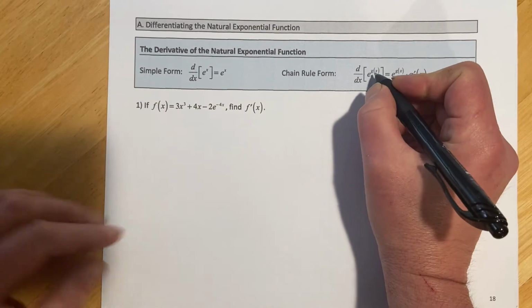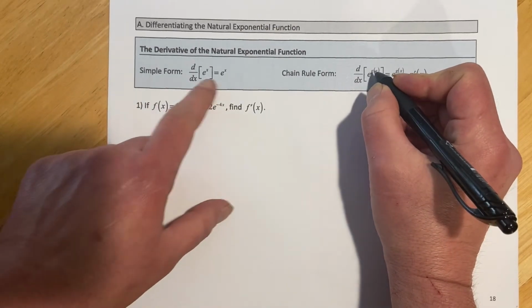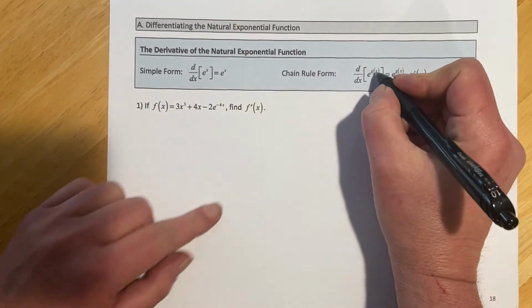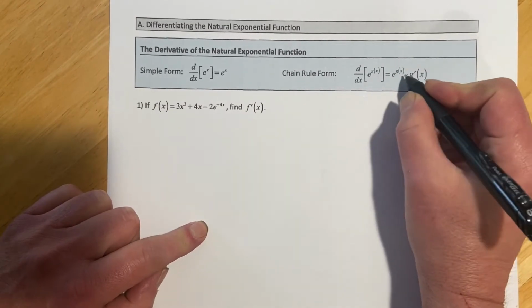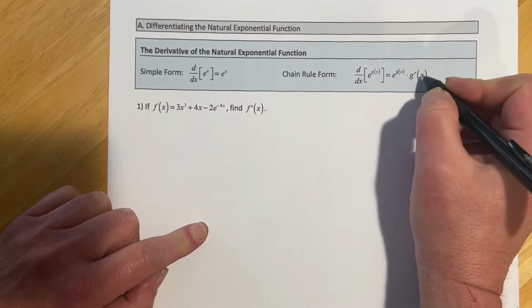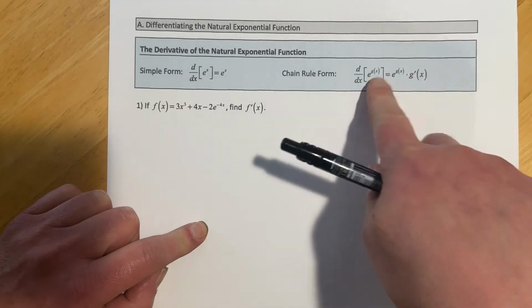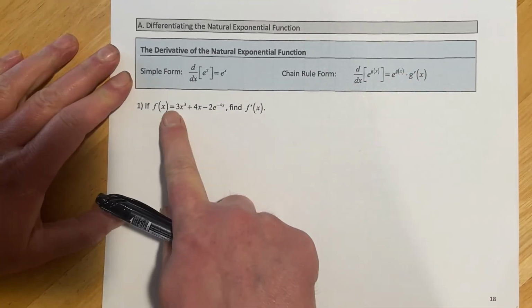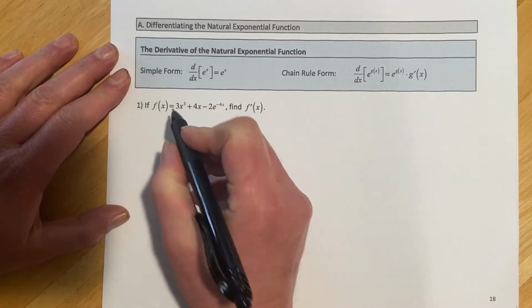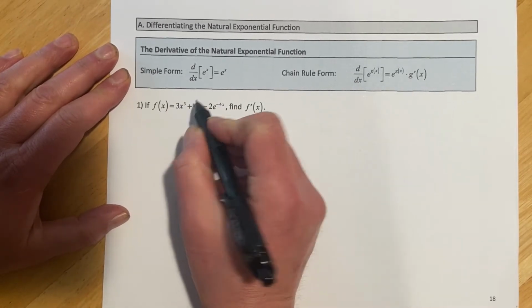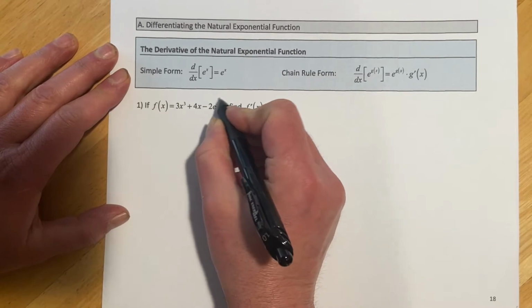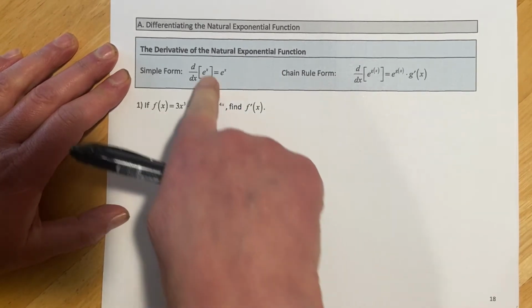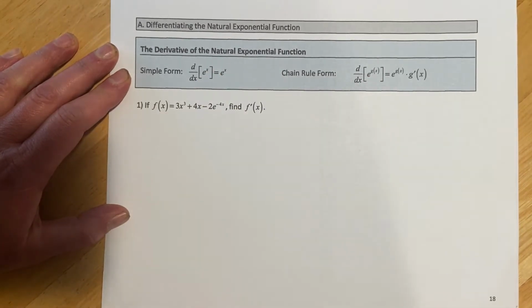So the same as we saw with the natural log, if the exponent, which is sort of the argument in this, is a function, then we get the original, and then it'll be times the derivative of the function up in the exponent. So here we go with an example. We've got a couple of regular polynomial terms we can just do our power rule on, and then this piece we'll use our chain rule form.